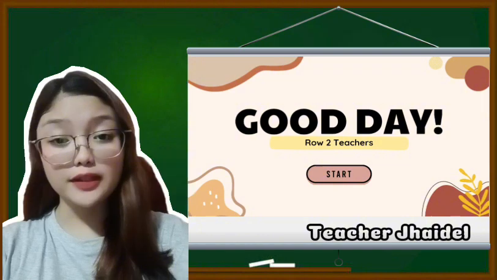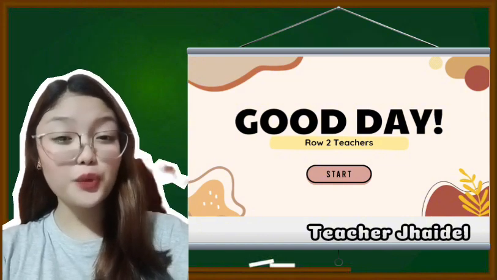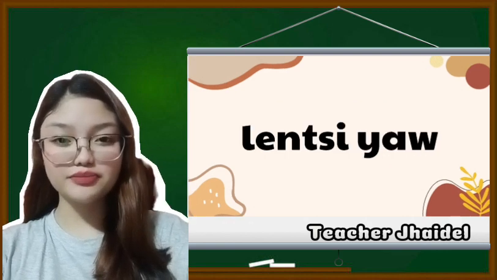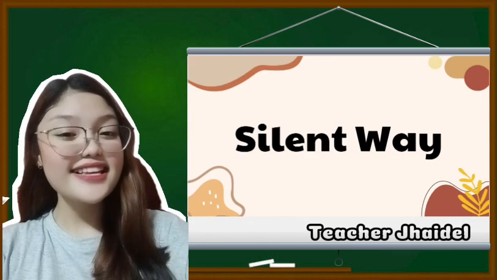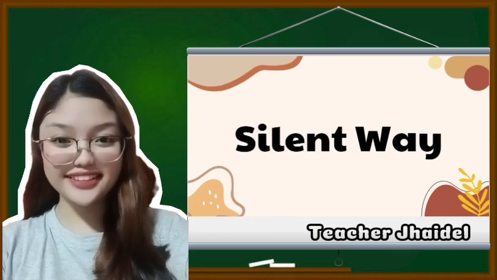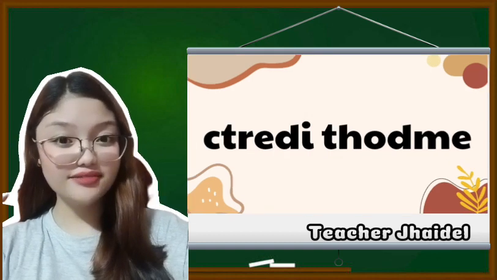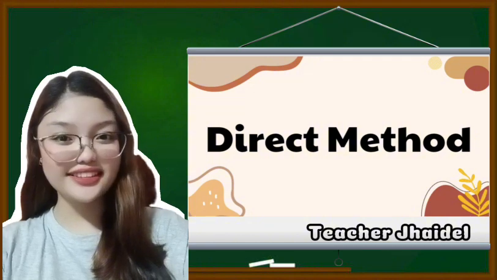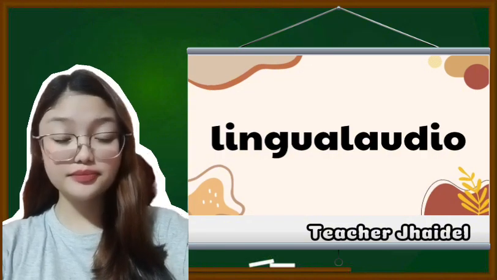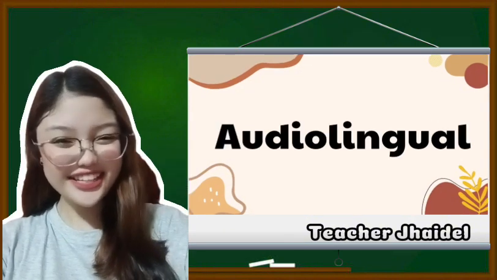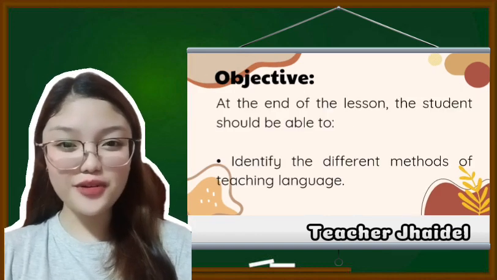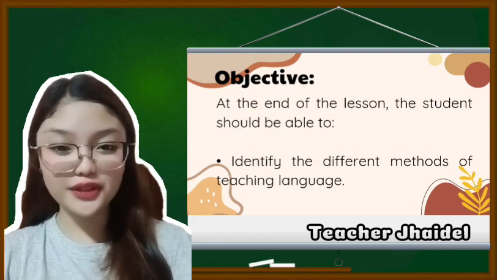We prepare jumbled letters, and you will guess what is the right word. First jumbled letter. Silent way. Very good. Second, direct method. Very good. And last, audiolingual method. Very good. And now, let's read our objectives in our lesson for today.